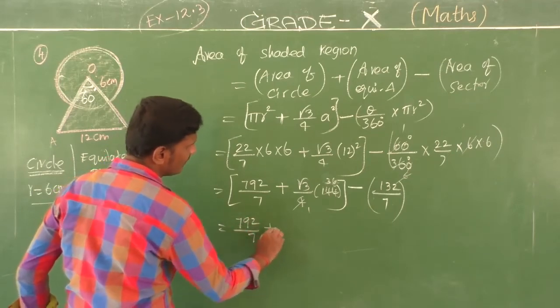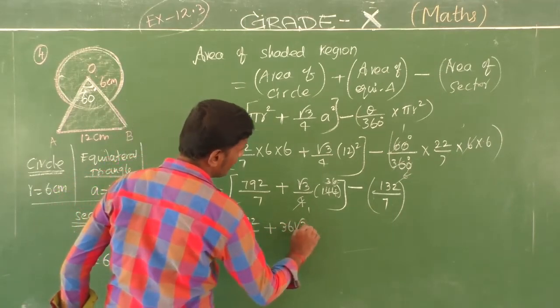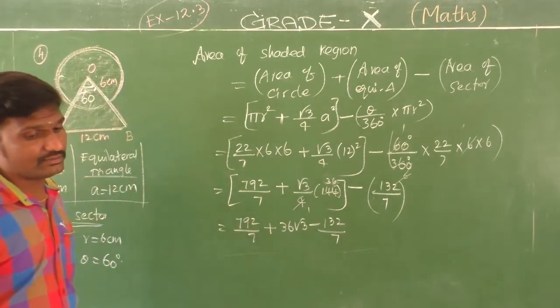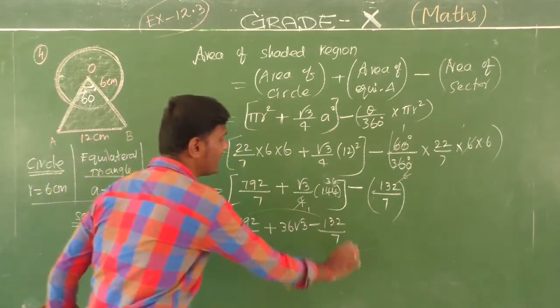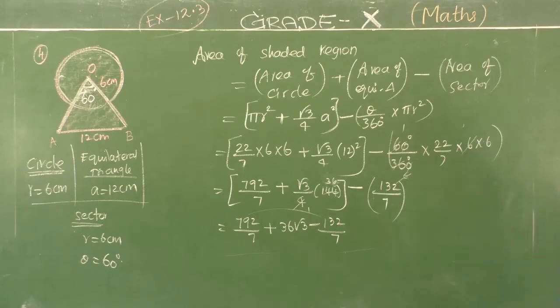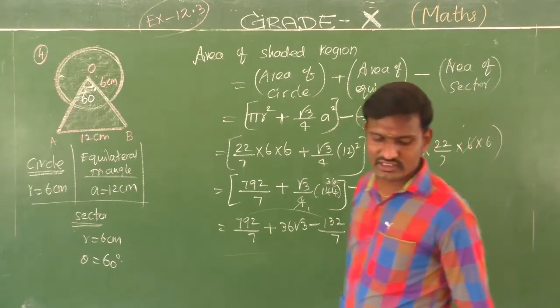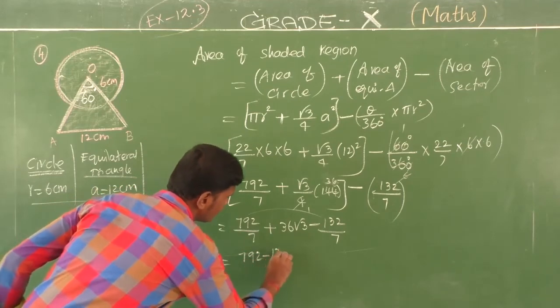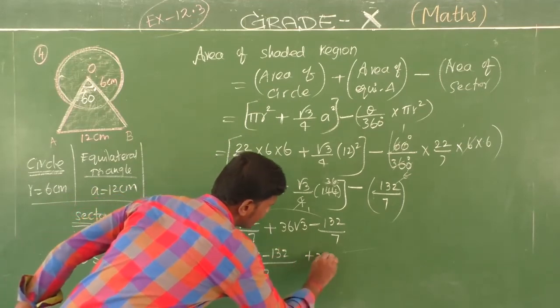792 by 7 plus 36 root 3 minus 132 by 7. Now I'm going to subtract these two fractions only. Why? Because you have the same denominator. Now subtract 792 minus 132. 2 minus 2 is 0, 9 minus 3 is 6, 7 minus 1 is 6. So 660 by 7. So students listen, 792 minus 132 by 7 plus 36 root 3.